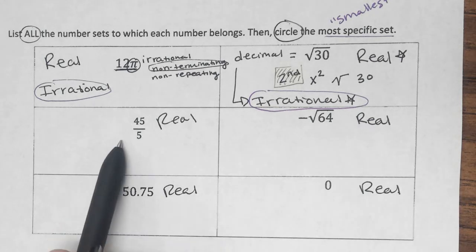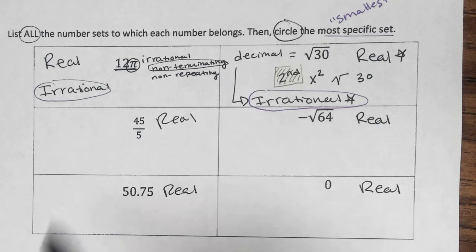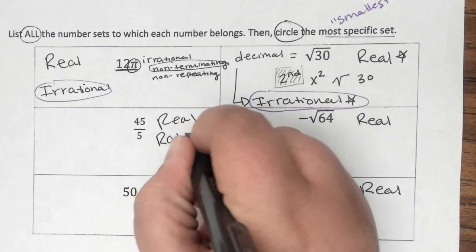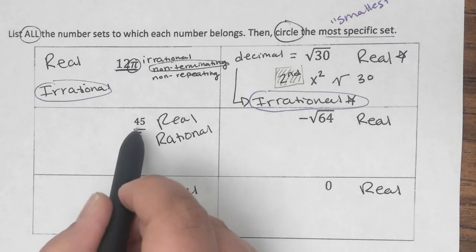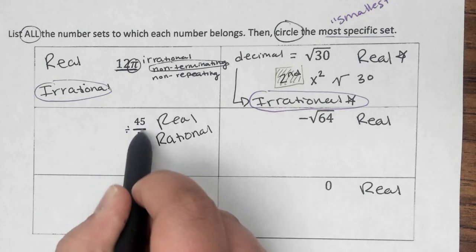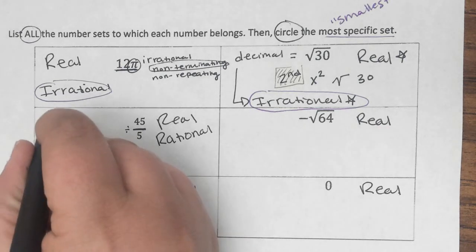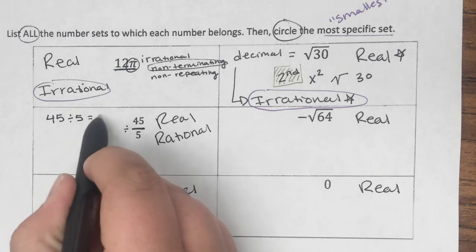Looking at 45 over 5, I see that this is a fraction, so immediately I already know it's rational, because all fractions are rational. The next thing I need to make sure I'm doing is evaluating the fraction, though. That way I know I'm not overlooking something that might be a whole number. To evaluate the fraction, you divide the numerator, or the top, divided by, that's what this bar means, the bottom. So to evaluate 45 over 5, we have 45 divided by 5, which is actually equal to 9.